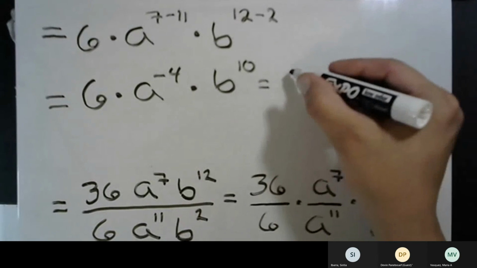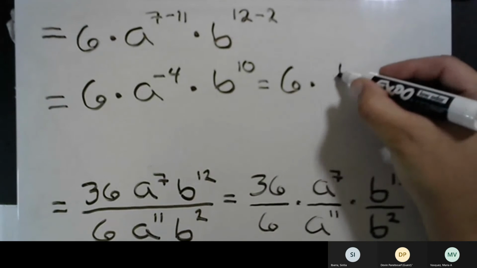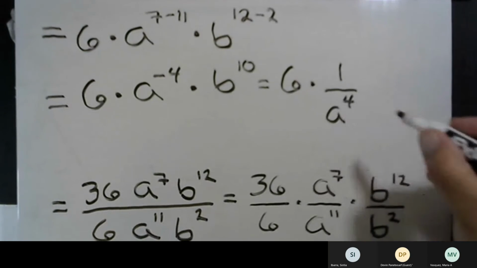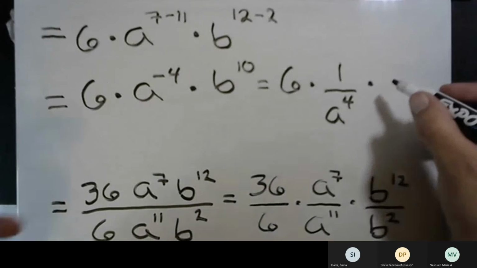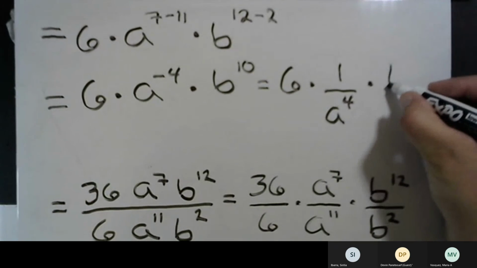Now we also, again, want to get rid of the negative exponent, but we can only do that if we do the flip rule. So this will be 1 over a to the positive 4th. Can't just make it positive. We got to do the flip first.